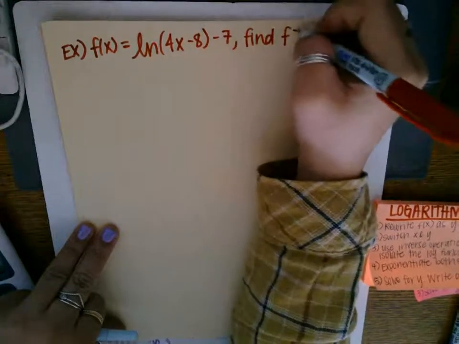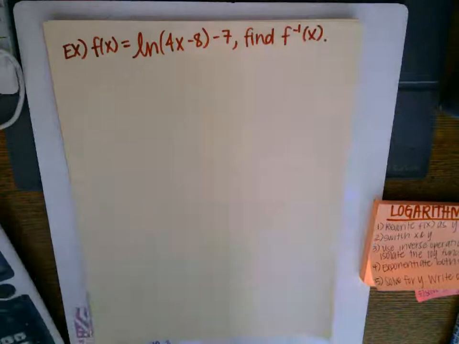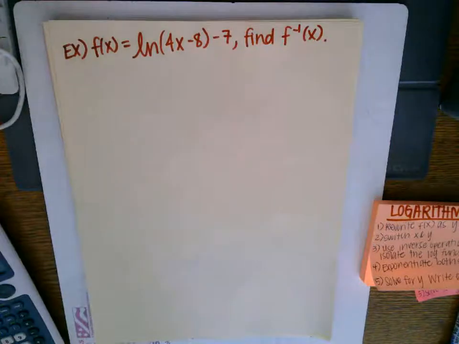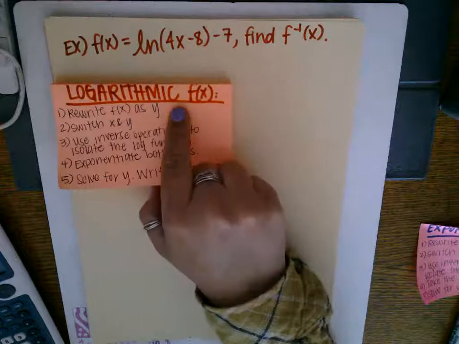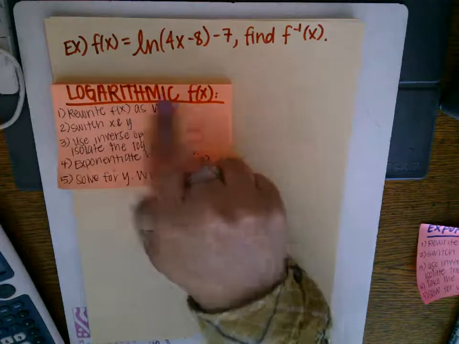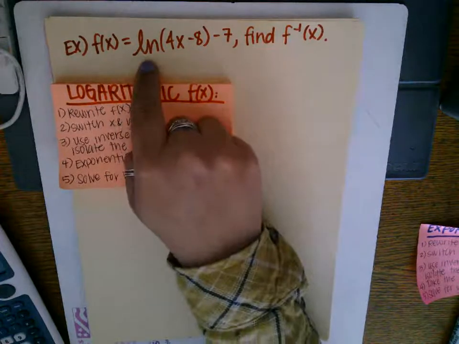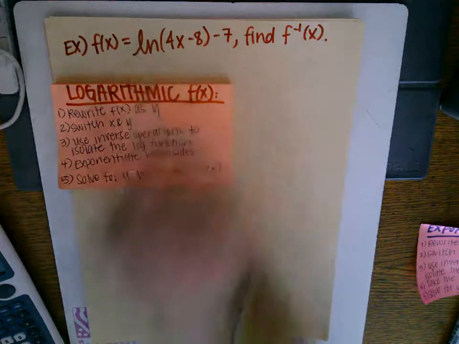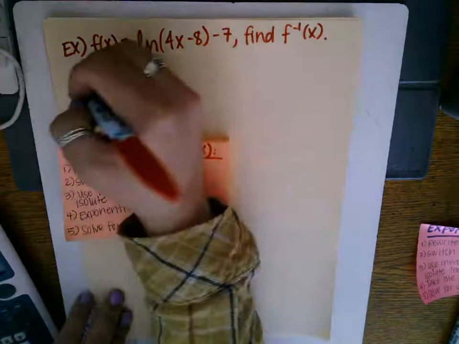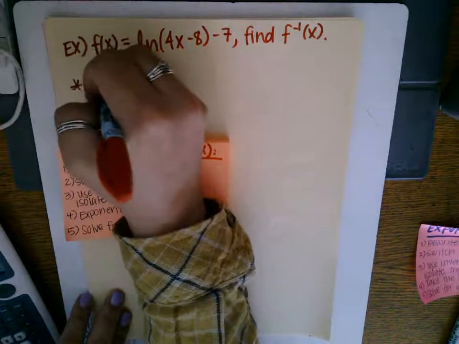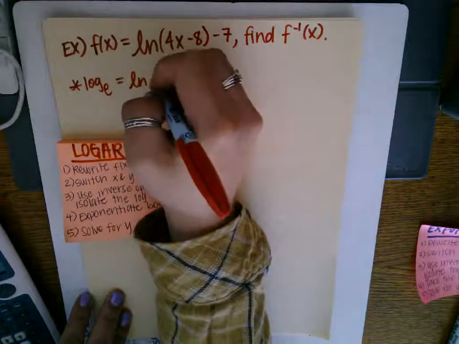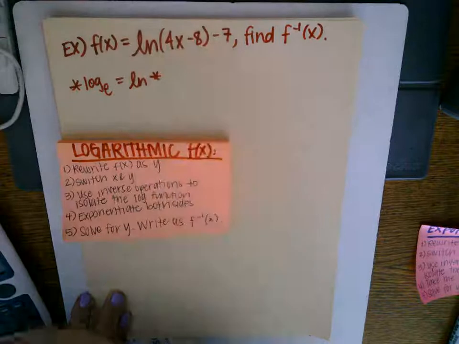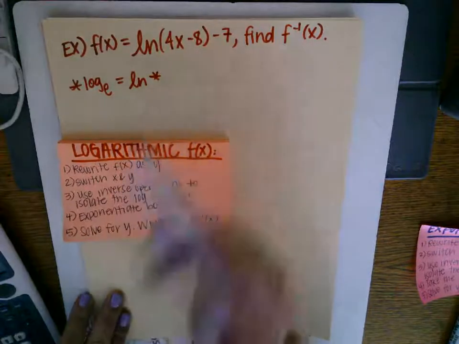And I ask you to find the inverse. This is still a logarithmic function. Notice that this is still a logarithmic function because a log with base e is the natural log. So something you're going to want to take note of is log base e is equal to the natural log. That base e is going to come in handy later.